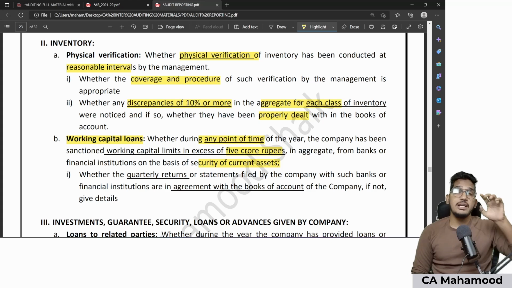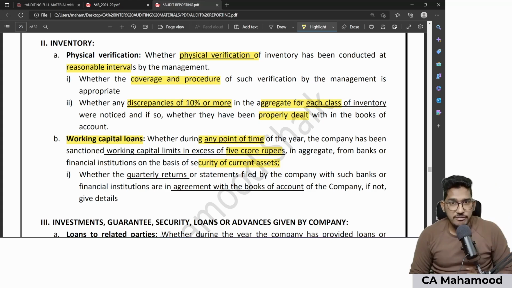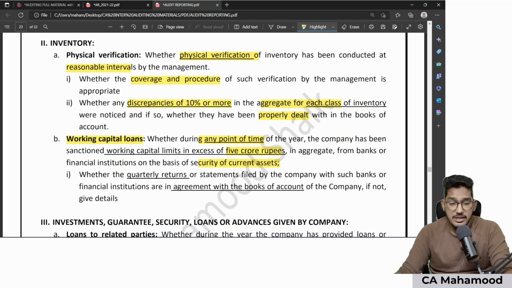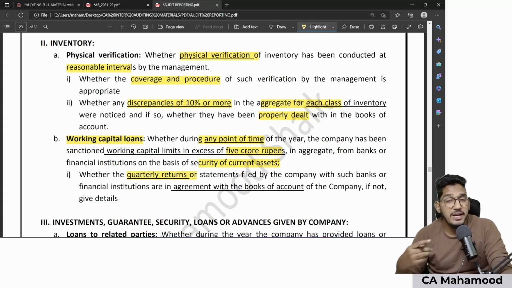That too for an amount exceeding 5 crores at any point of time during the financial year. And what have they given as security for these working capital loans? Current assets, mainly stock. So in case your client has taken any working capital loan in excess of 5 crore rupees from banks or financial institutions, giving the security of current assets, then I need to check whatever quarterly stock statements my client company is submitting to the banker, are they submitting genuine stock statements?